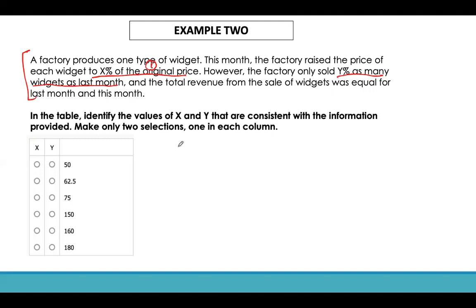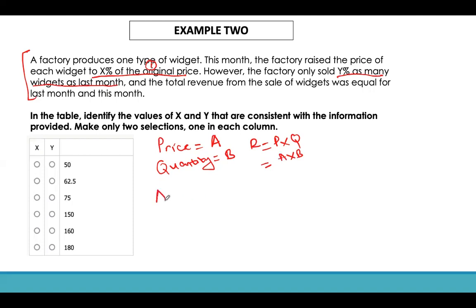So meaning if we take the price of the widget for last month, let's just use an abbreviation. Let's say we abbreviate that as A, then the quantity, or number of widgets sold, we can abbreviate as B. So to get revenue, it's price times quantity, which in our case is A times B.